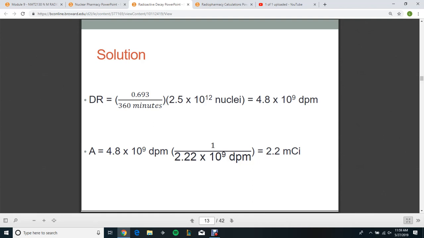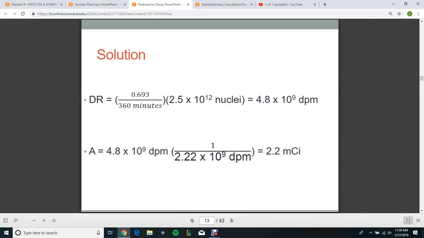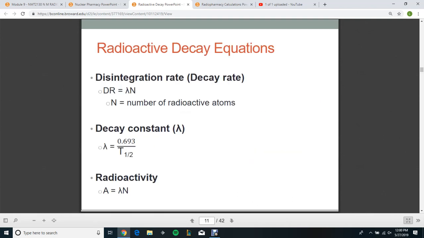Now, to get the radioactivity, we take that 4.8 times 10 to the 9th dpm and multiply it by 1 over 2.22 times 10 to the 9th dpm. That is going to equal 2.2 millicuries.